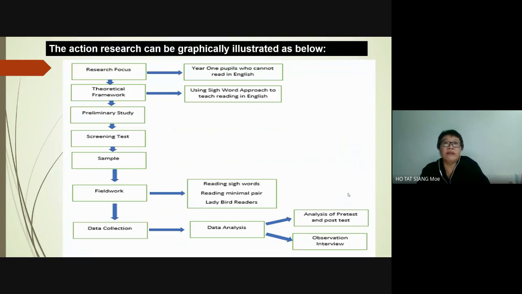Now, the action research can be graphically illustrated as the picture shown. The research focus: the year 1 pupils who cannot read in English. Theoretical framework: using the sight-word approach to teach reading in English. Preliminary study, and then screening test, sample, field work, reading sight words, reading minimal pairs, Ladybird readers, data collection, data analysis of pre-test and post-test, observation, and interview.